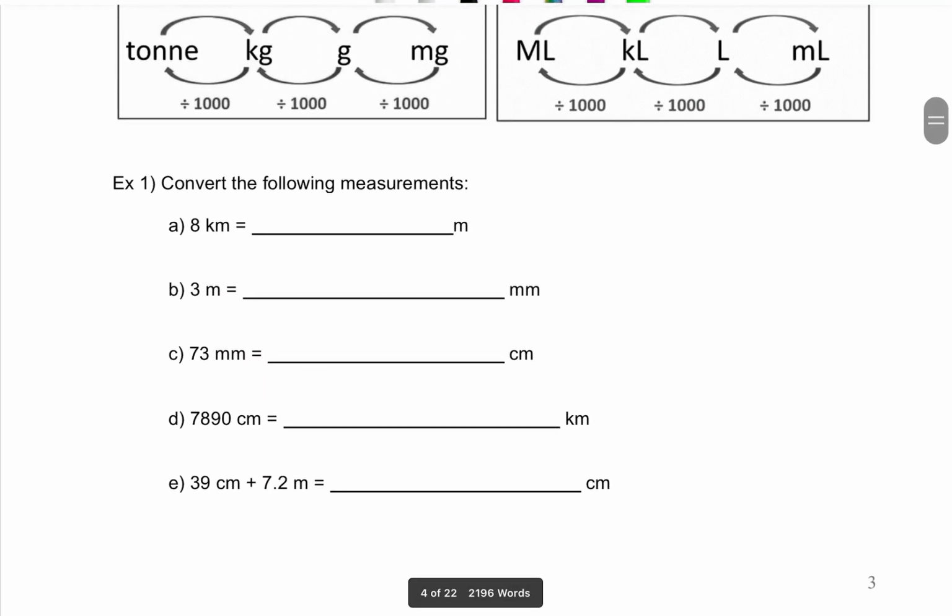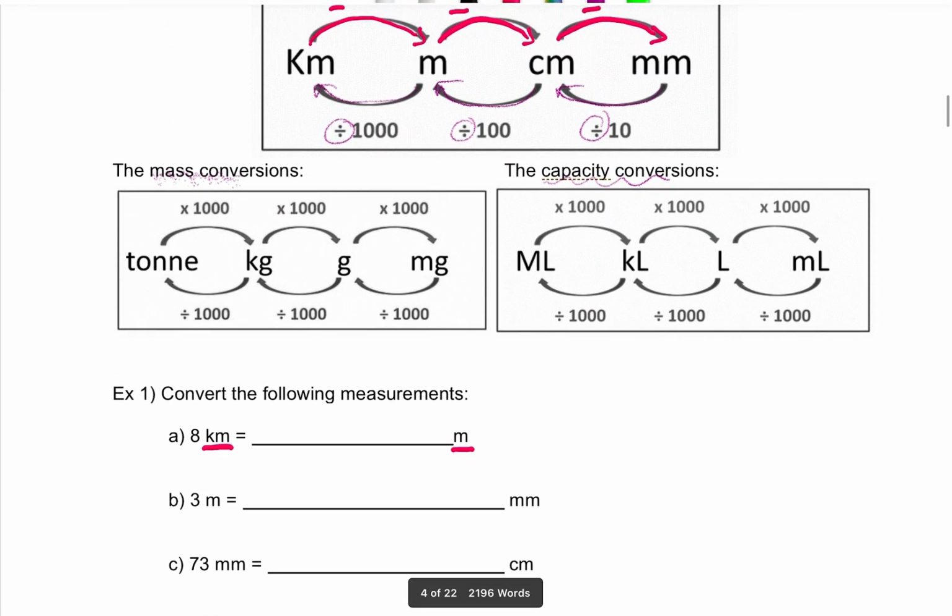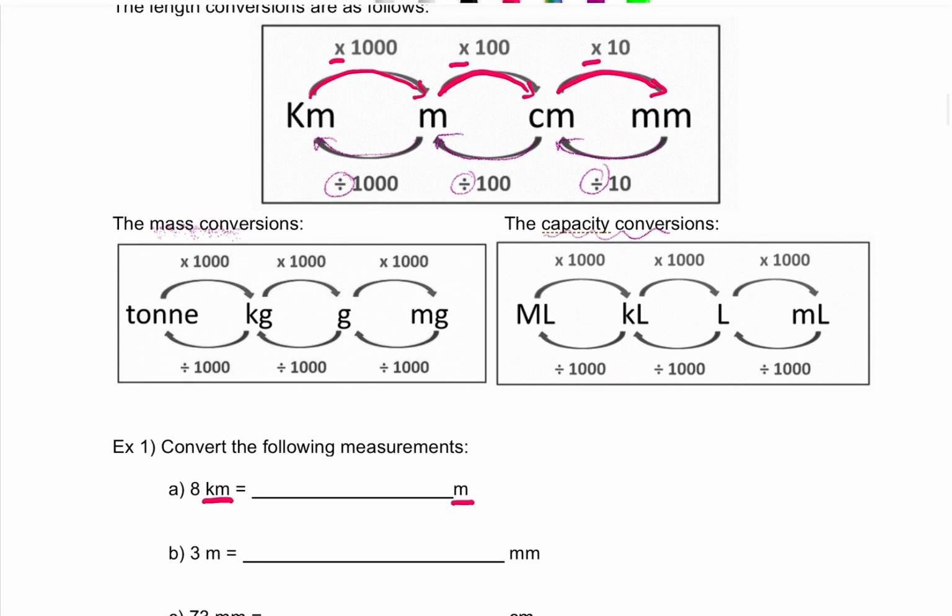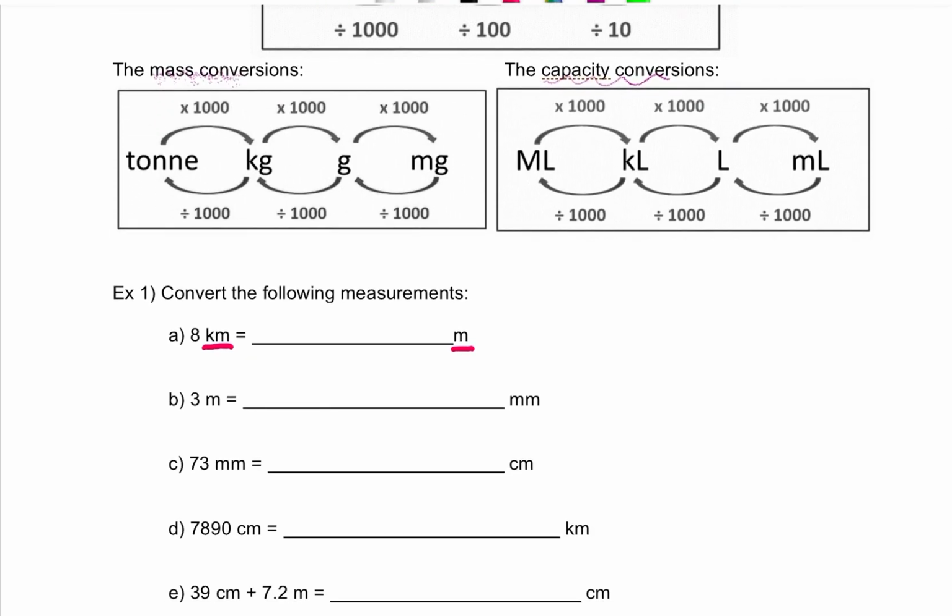So let's try some examples. Convert the following measurements: 8 kilometers to meters. So the first thing that we're going to do is we're going to look at our chart above. We're going to say if we're starting at kilometers and we want to end at meters, what arrow are we using? So if we want to start at kilometers and go to meters, we are going in this direction. So we are timesing by 1,000. So all we're going to do is take the number of kilometers, which is 8, and we are going to times by 1,000. Now you can put this in your calculator if you need to, but you should be able to do a bit of mental math here. 8 times 1,000 is 8,000.